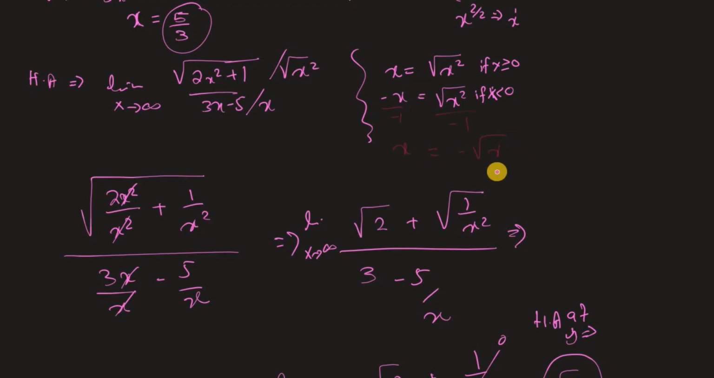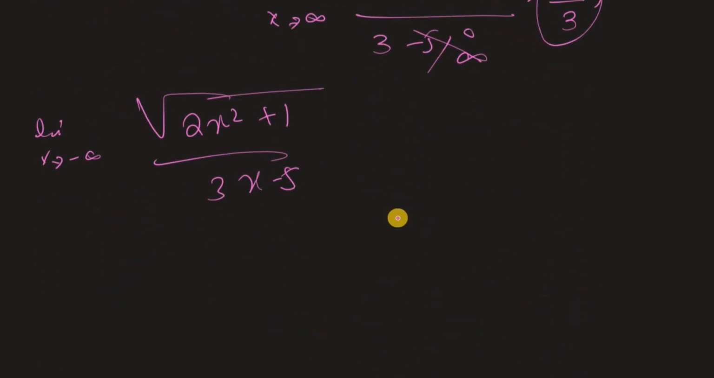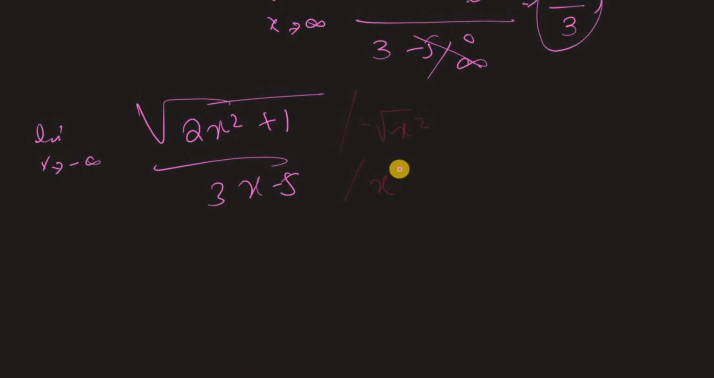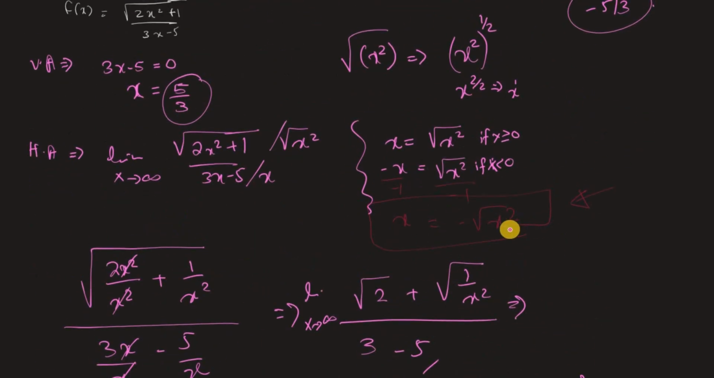But here, it's going to be negative x. So if we divide by negative 1 on both sides, what do we get? We get x equals negative square root of x squared, right? So this is what we're going to use for the negative infinity part. That means we are dividing this term by negative square root of x squared. And at the bottom, the x is just going to stay over there, because the x is this one, and the negative goes here. Okay, so I think it makes sense.